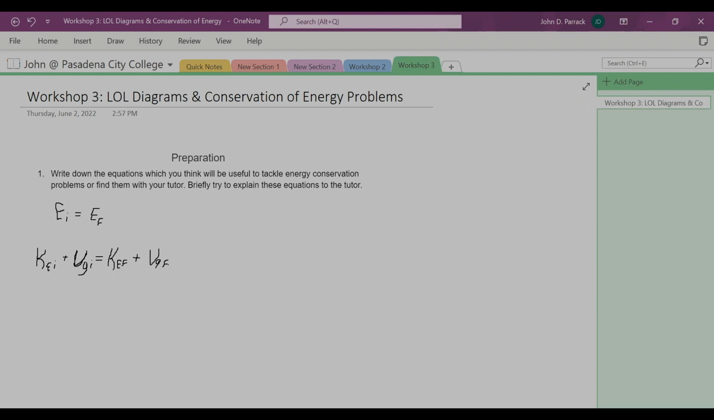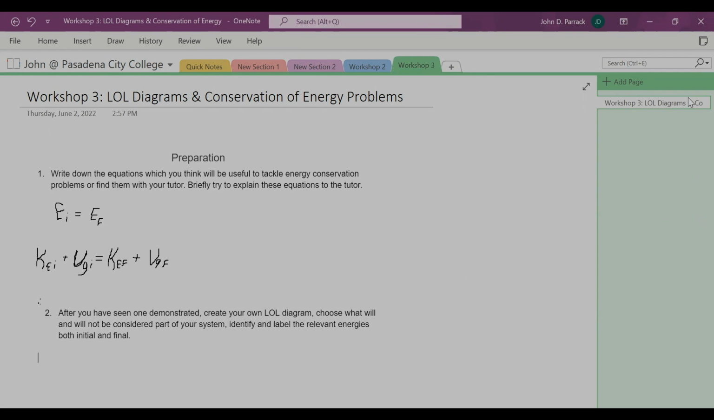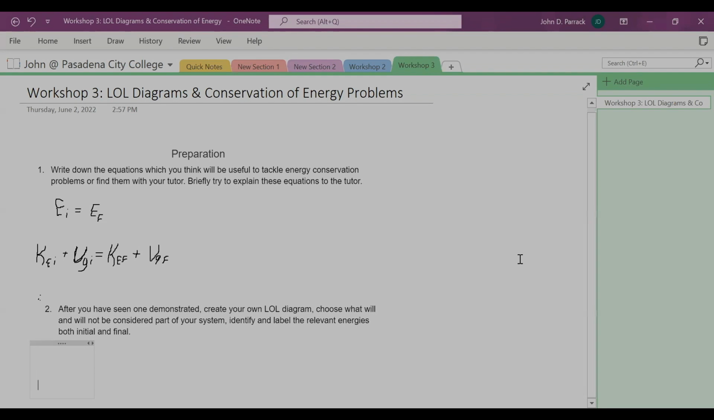So for the LOL diagram, we're using the letters L, O, and L. They're not really letters. The L is a chart, the second L is another chart, and the O is just a frame for whatever we're considering in our system. So I'm going to demonstrate how that works. Let's go to the second part of the worksheet. We're going to take a look at an example of an LOL diagram. This is just going to be a generic one.